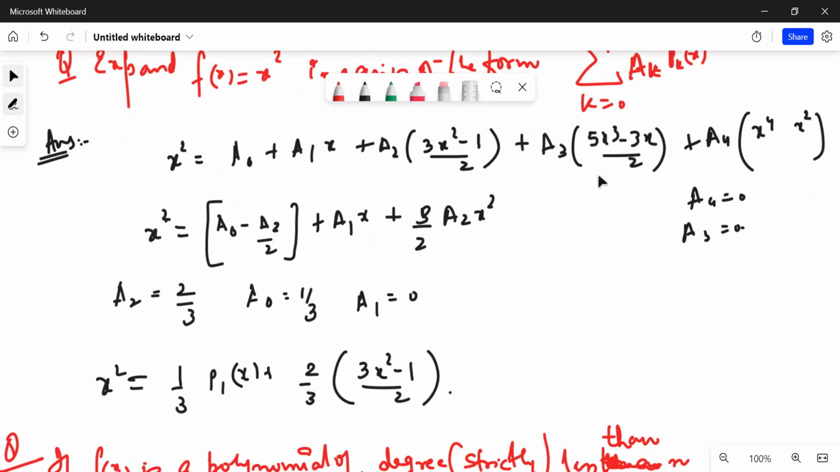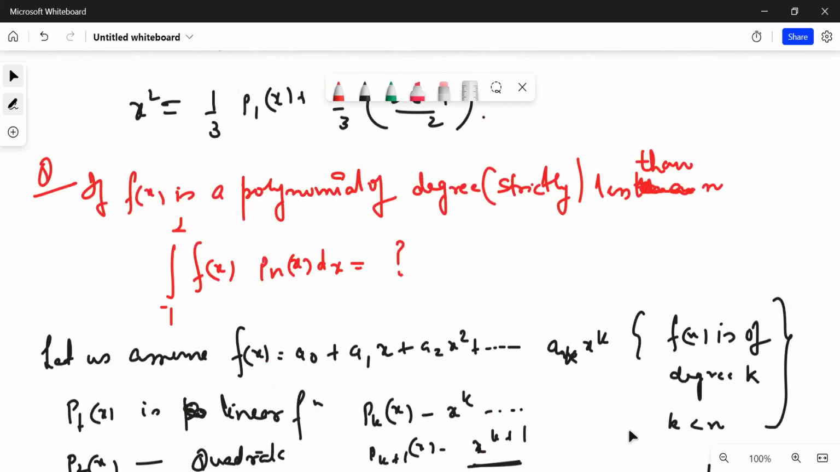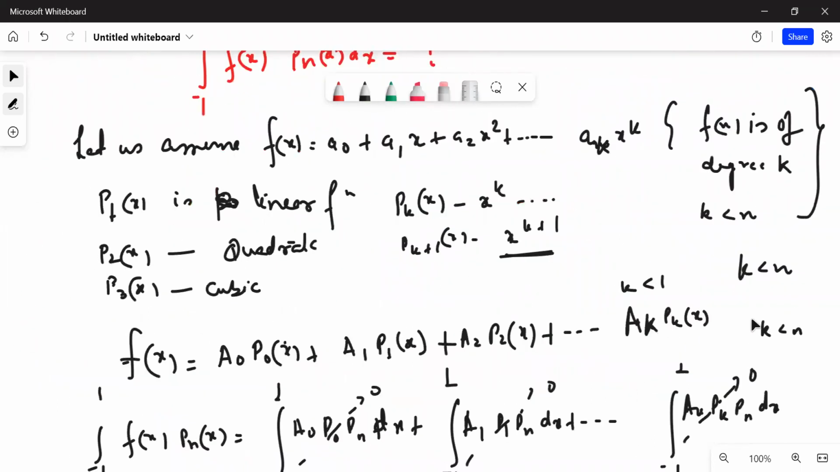Why didn't I do a3? Because I know that there is no x cube term here. Okay, degree means that there is no term above it. So think yourself, there will be no ak plus 1 term. So what I can do is expand my function f of x as a0 P0 plus a1 P1 plus a2 P2 up to ak Pk, and understand that k is less than n. So when k is less than n, it means k can never be equal to n.